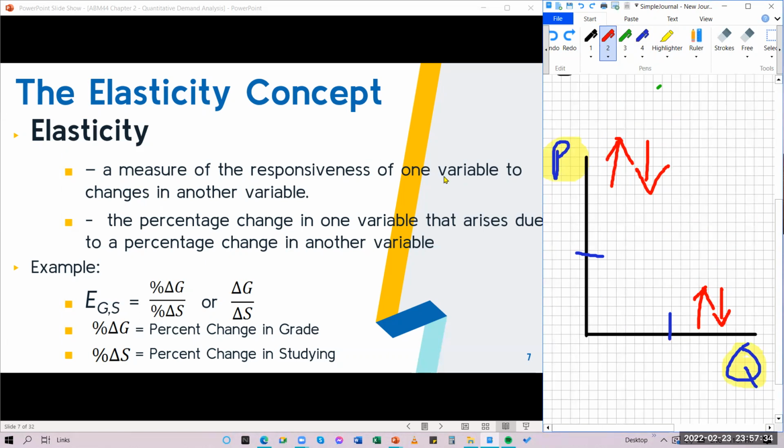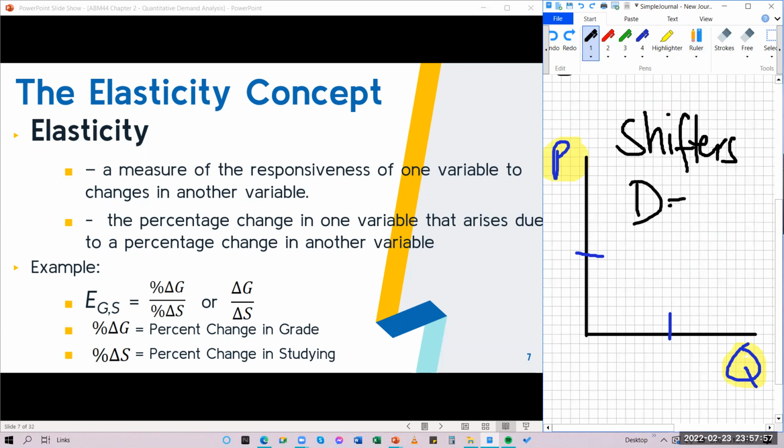And also, there are other variables that we need to consider. We also have the other shifters, both for demand and supply. As you can remember, we have shifters for demand. For example, shifters of demand include income, price of related goods, substitute and normal goods, advertising, and so on and so forth.